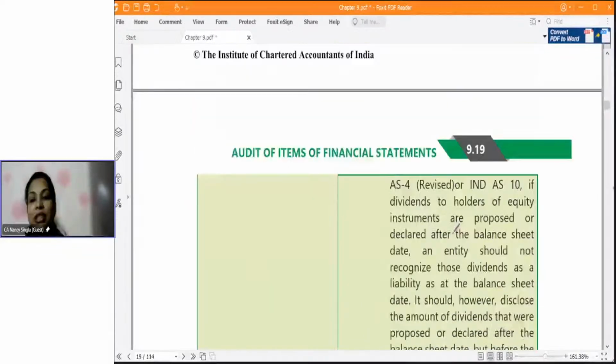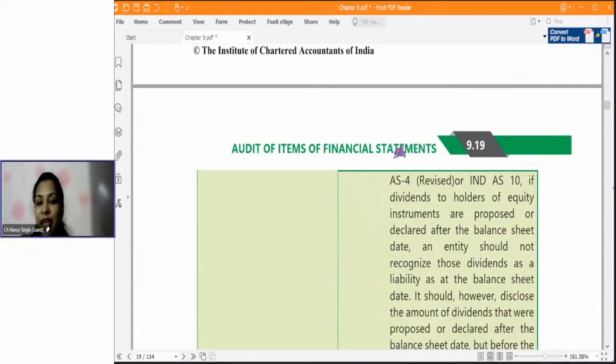Further, students, I hope you all have an understanding of AS4. What is AS4? Quickly send in your reply. AS4. Accounting Standard 4.